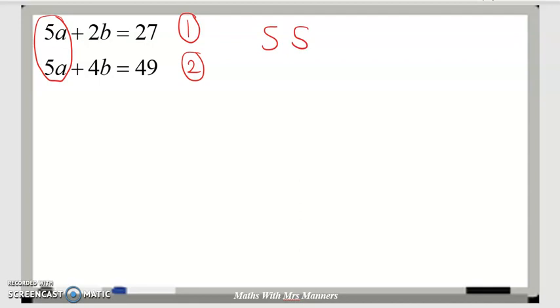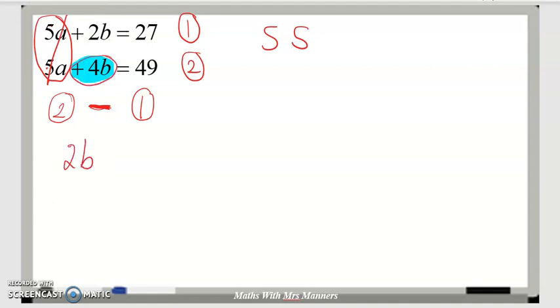Now, whether you do 1 minus 2 or 2 minus 1, it doesn't matter. But whichever number is bigger, I usually start with. It just means I'll avoid a negative. It's not wrong if you don't do it like that, but I just try to avoid minus signs, to avoid making simple errors. So I'm going to start with equation 2 minus equation 1, but doing equation 1 minus 2 is also perfectly fine. So when I do that, 5a minus 5a will be eliminated, and 4b minus 2b is 2b.